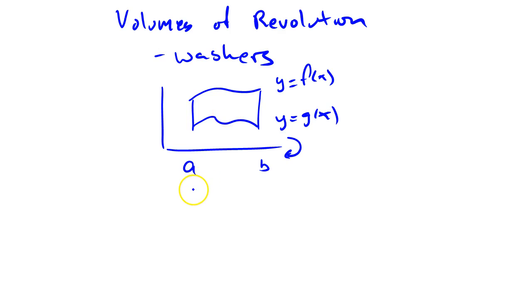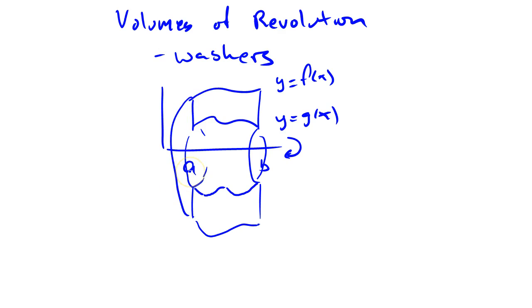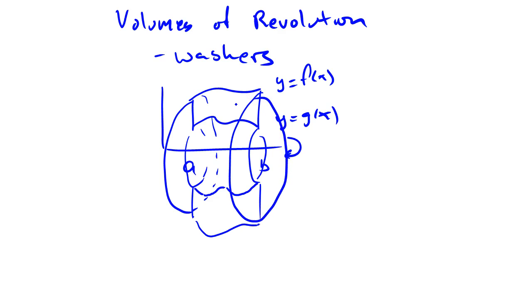I always pick curves that are a little tricky to mirror. So this curve would rotate around to generate a hole in the middle, and the outside curve rotates around to generate the outside of the solid. So there's a hole that's drilled right through the middle. It's like a donut.